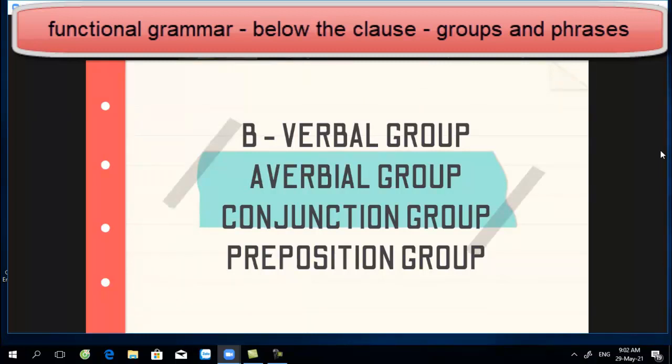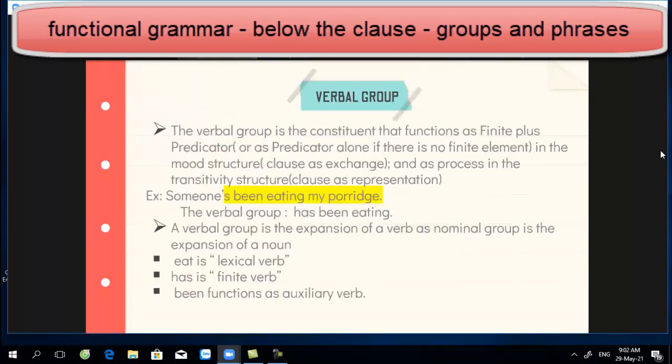Yes, good evening, teachers and friends. So let's move on to verbal group, conjunction group, and prepositional group. So verbal group is the constituent that functions as finite plus predicator, or as predicator alone if there is no finite element, in the mood structure, clause as exchange, and as process in the transitivity structure, clause as representation. For example, someone's been eating my porridge. So we can see that the verbal group is has been eating.